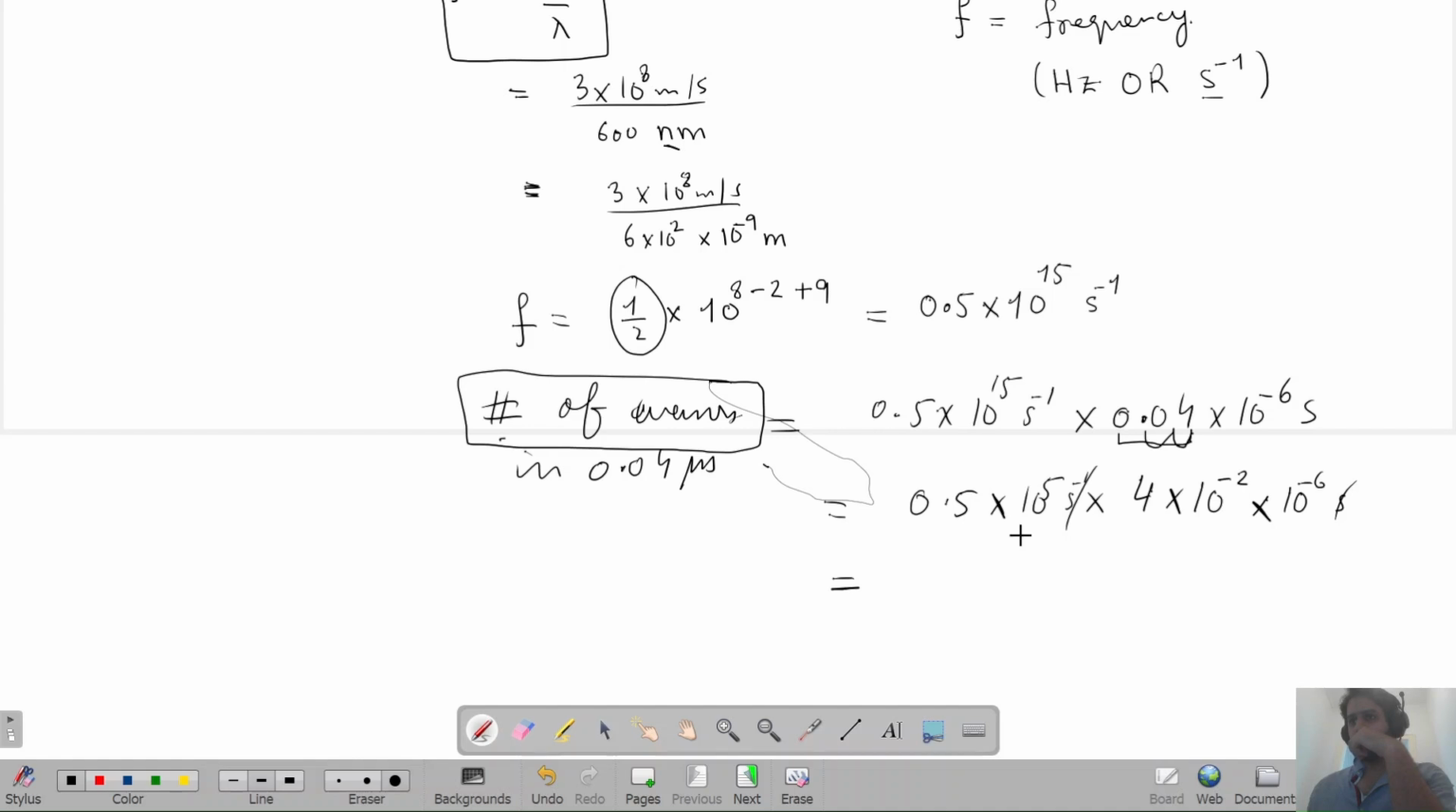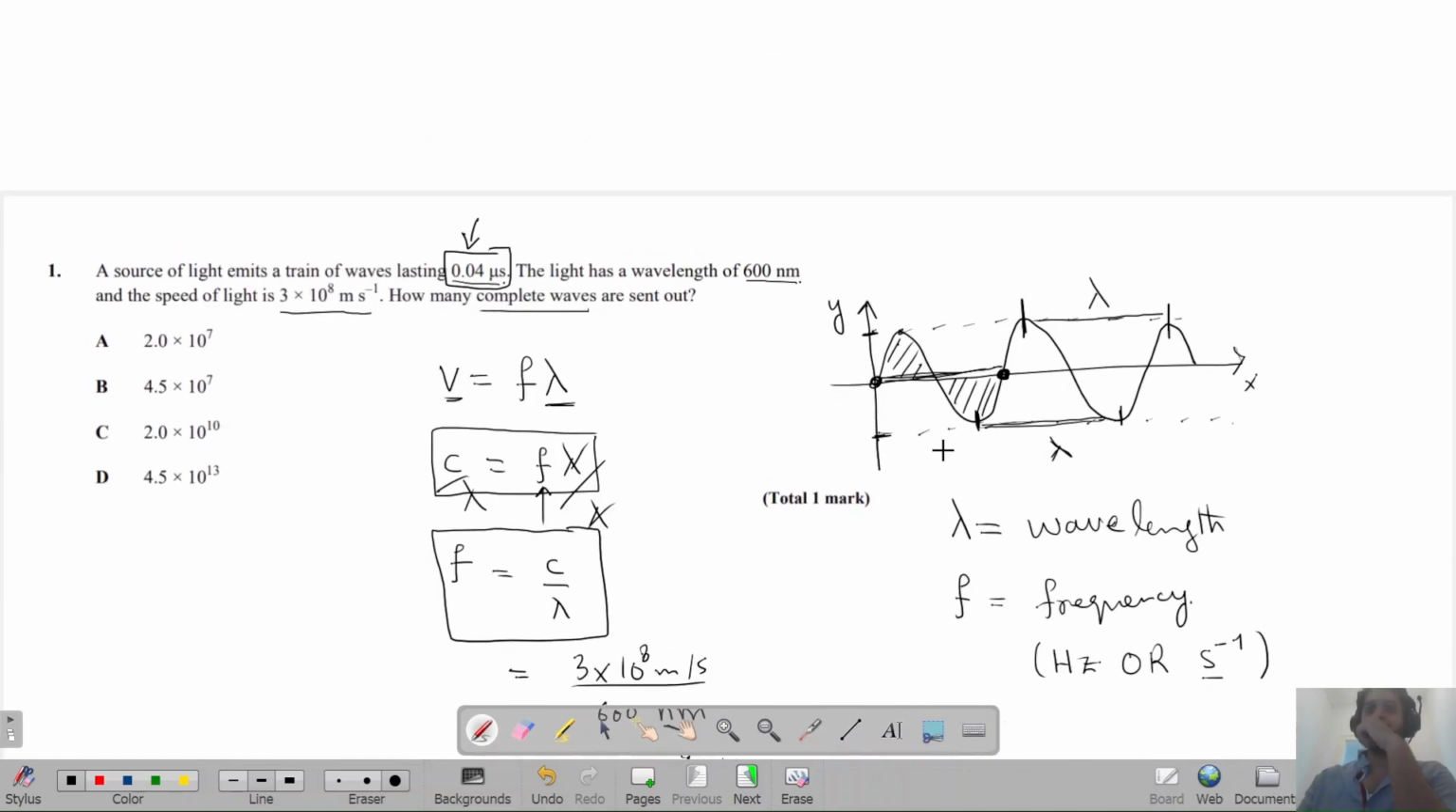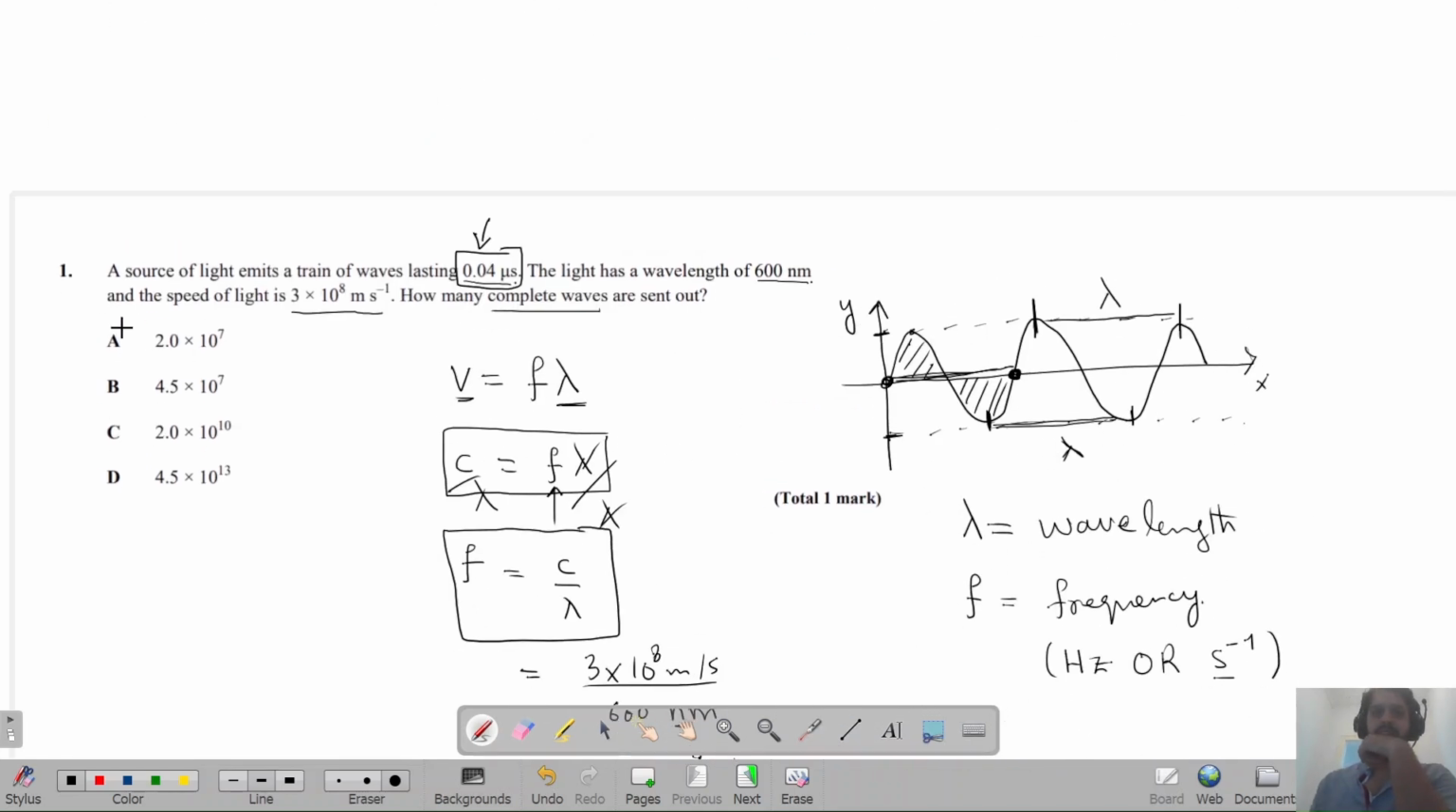Okay, so let's work this out. 0.5 is just 1/2. We have to multiply 1/2 with 4, which will give us 2. And you can work out the powers of 10 again, which will be 10 to the 15 minus 2 minus 6, which will give you 2 times 10 to the 7. And this is the number of waves which will be sent out in this time of 0.04 microseconds. You can see it's option A.